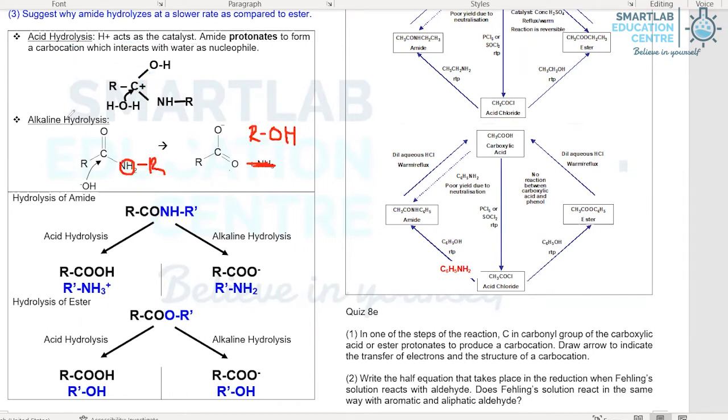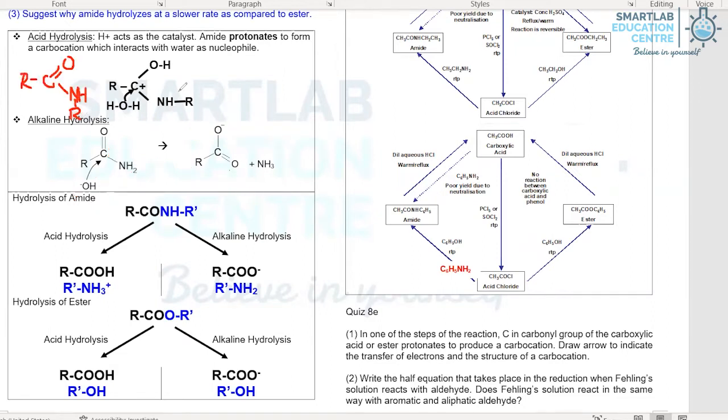So in the case of alkaline hydrolysis, the nucleophile is in actual fact OH- because OH- is negatively charged, which means it is a more effective nucleophile than your water molecule. So the OH- will be attracted to the carbonyl group in your ester, and consequently nucleophilic substitution occurs, allowing you to produce your carboxylate and your alcohol. So that is the key difference between acid and alkaline hydrolysis.